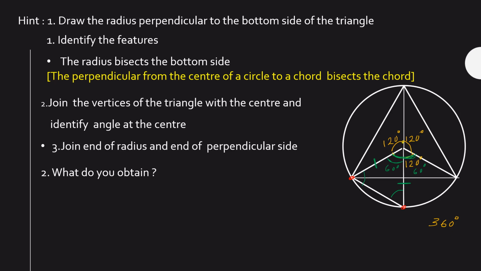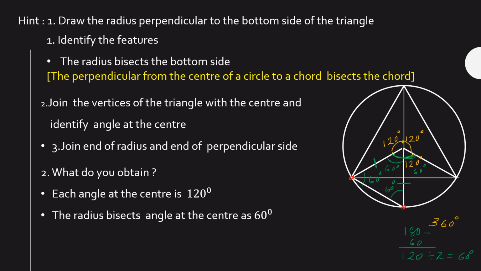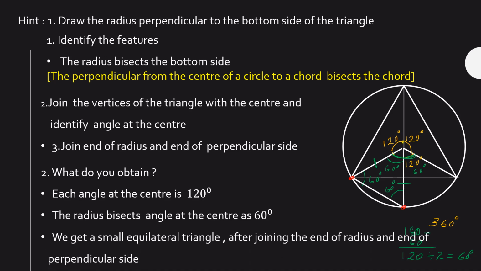We know that the sum of angles of a triangle is 180 degrees. Here one angle is already 60 degrees. So what is remaining is 120 degrees. And equal, we should divide that equally. So 120 by 2 gives 60 degrees. So all 3 of these angles are 60 degrees. So what kind of triangle is this? Yes, an equilateral triangle, isn't it? So each angle at the center is 120 degrees, and so the radius bisects the angle at the center into 60 degrees. So we get a small equilateral triangle after joining the end of the radius and the end of the perpendicular side, isn't it?